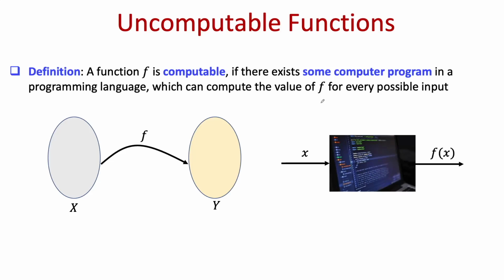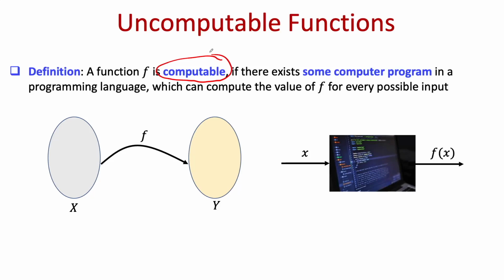So what exactly are uncomputable functions? They are some special type of functions. Say I have a function f defined from a set X to a set Y, then I will call the function f computable if there exists some computer program in a programming language which can compute or give you the value of this function for every possible input from the domain of that function.